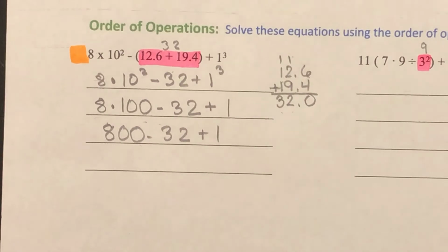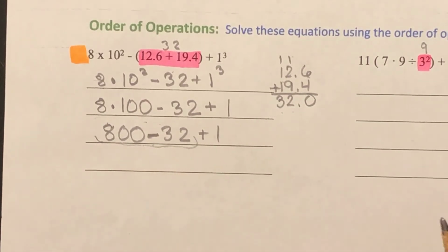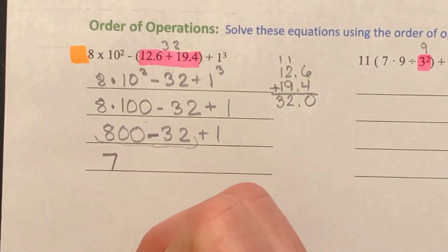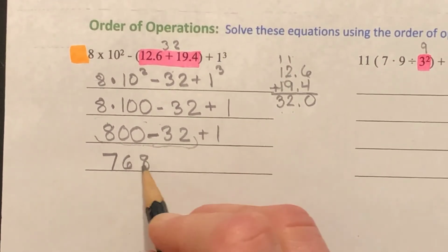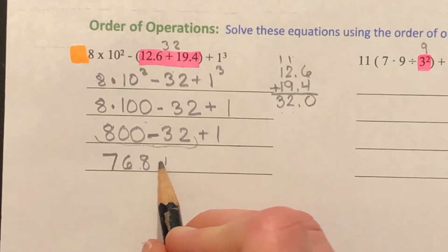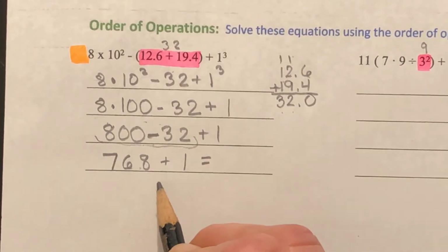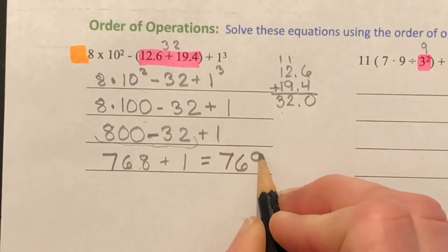Now I've got subtraction and addition both together. Since they are equal, we go left to right. The first one we come to is subtraction, so we'll start with 800 minus 32. I'm going to do that in my head. The answer is 768, because 32 plus 68 is 100. All right, plus 1. Believe it or not, I'm going to do that one in my head too. Ooh. That makes 769.